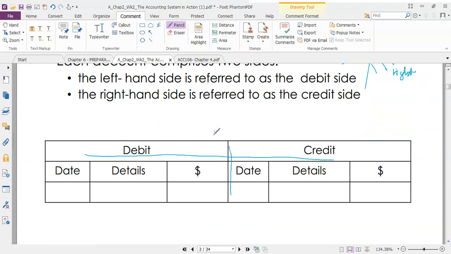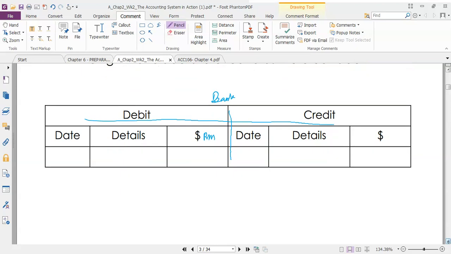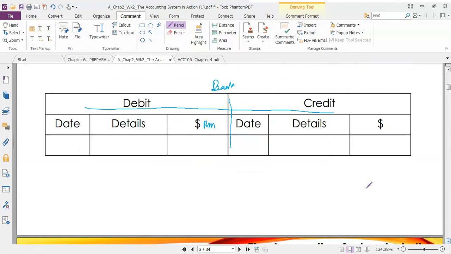Kat atas ni dia punya details lah, sama ada bank account or cash account. So, dia ada date, details and amount. Kalau dekat Malaysia kita RM lah, sebab slide ni daripada luar negara, so dia letak simbol tu macam dollar.